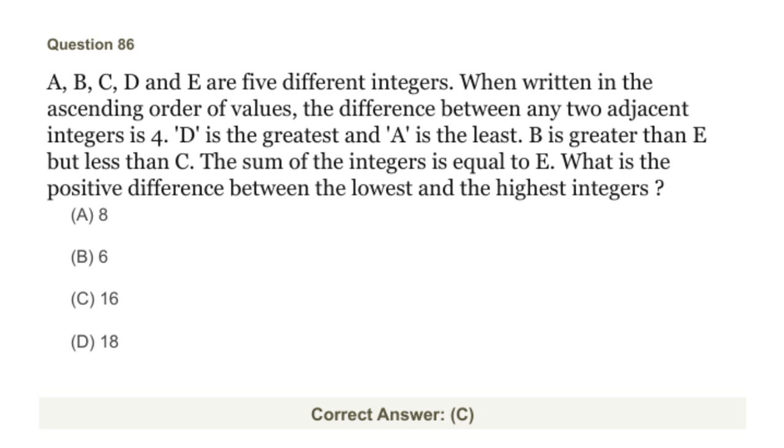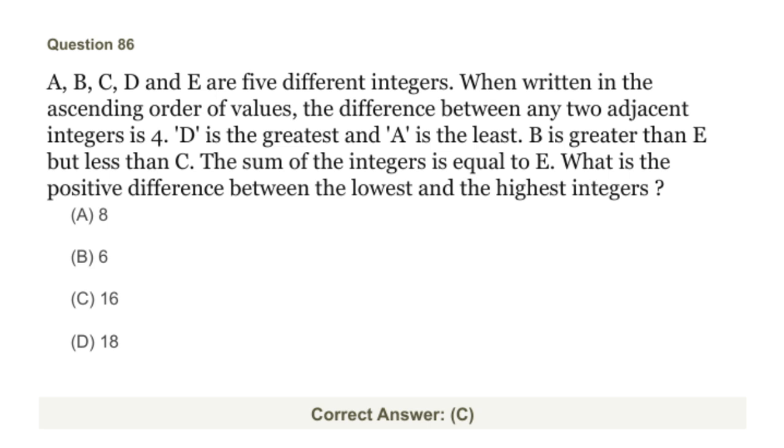Now, the problem states that b is greater than e, but less than c. Additionally, the sum of all 5 integers equals e. Our goal is to find the positive difference between the lowest and highest integers, which is essentially d minus a. To approach this, we start by assigning variables. Let's denote a as our starting point.